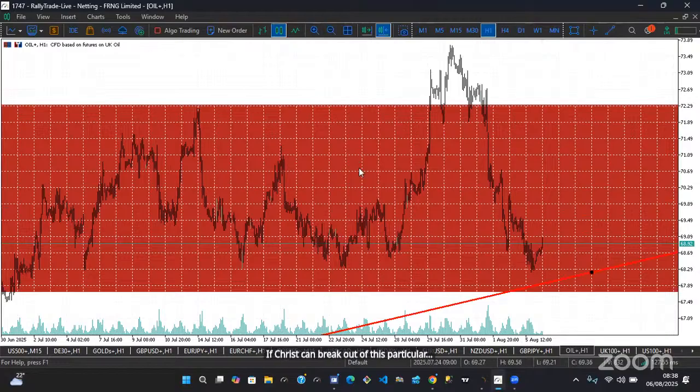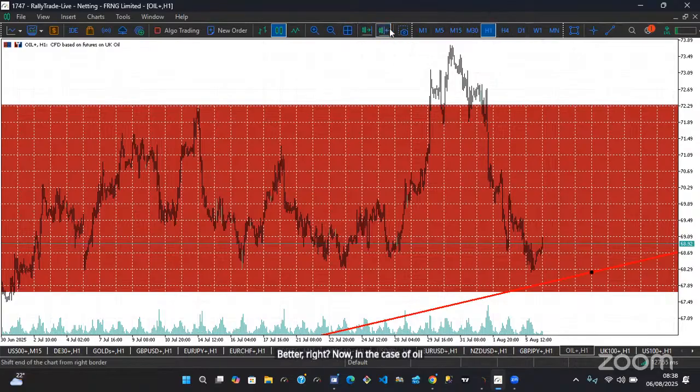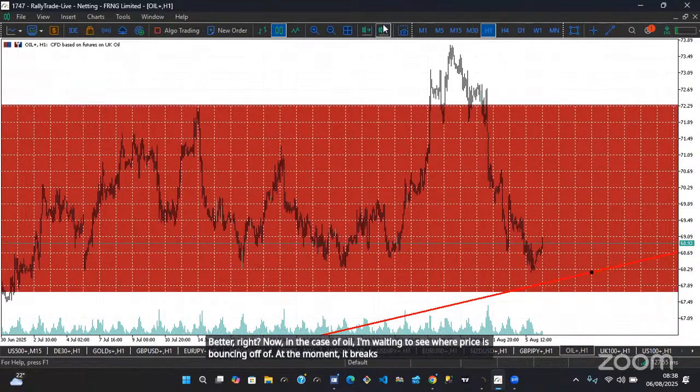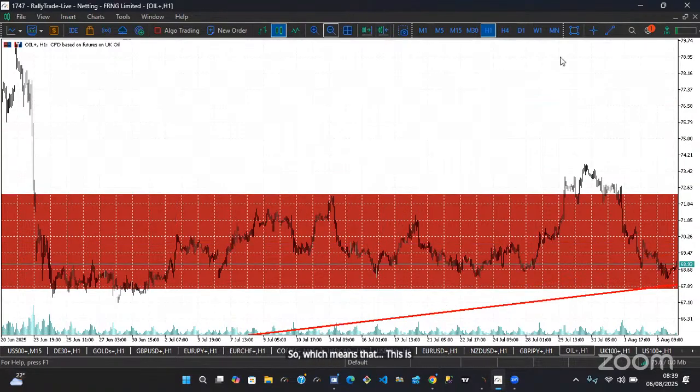Now, notice that I'm not doing 100% breakout and retest on oil because, like I said, oil is a bit different. So, whatever you are trading, know the instrument you are trading. That's why I told you about being specific with certain instruments. You understand their behavior better, right? In the case of oil, I'm waiting to see where price is bouncing off of. And the moment it breaks out of that particular level, then I can follow it in the direction it broke out to.